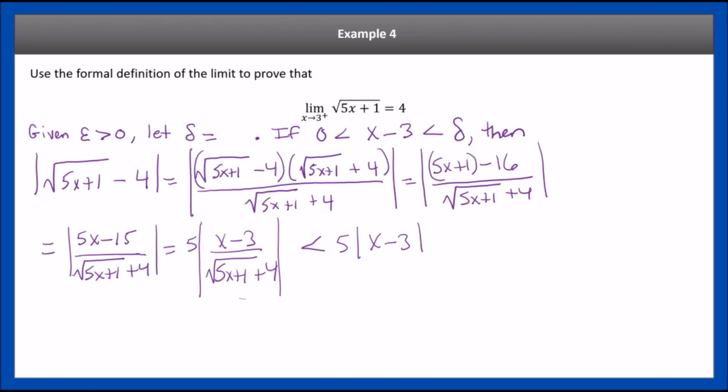Okay, so we can get rid of that denominator and say it's less than 5 times the absolute value of x minus 3. Makes things a lot easier. And now that it's less than this, we know that the absolute value of x minus 3 is less than delta, so we can use that here. However, this is an absolute value, so how do I deal with that, right? That's essentially what we want to figure out.